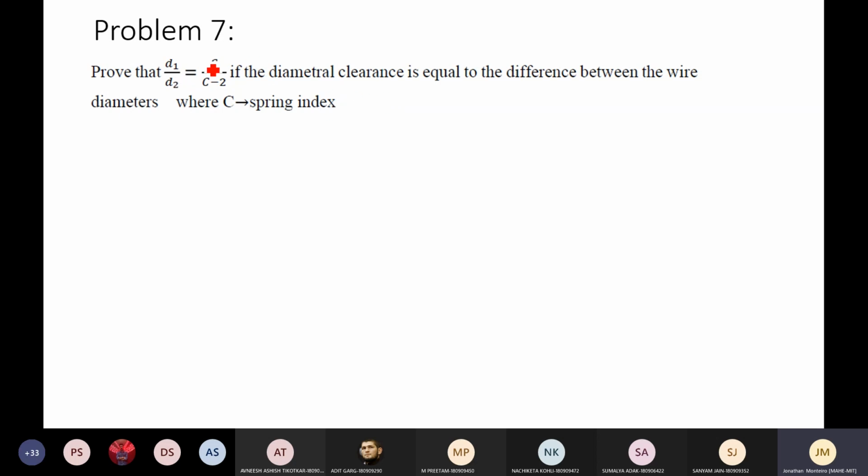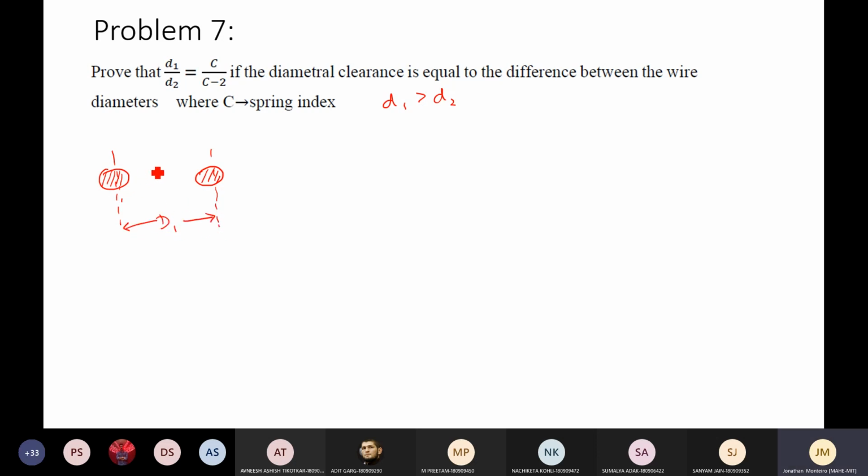First of all, say d1 by d2 is equal to c by c minus 2. Obviously here d1 is greater than d2, otherwise you won't get this ratio. Mathematically speaking, d1 has to be greater than d2. Let me draw a very simple concentric spring, just a cross section. So outside, say the diameter is big. Let this be the coil diameter over here, and let this be d1.